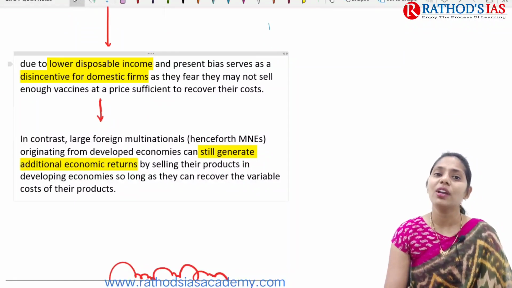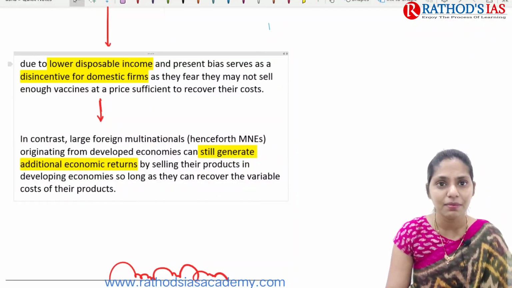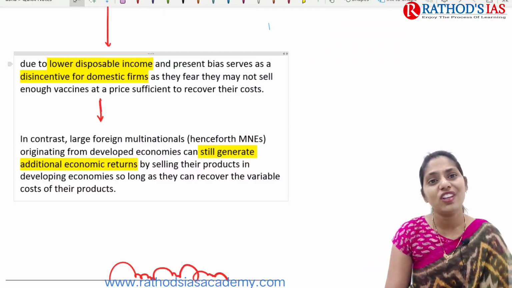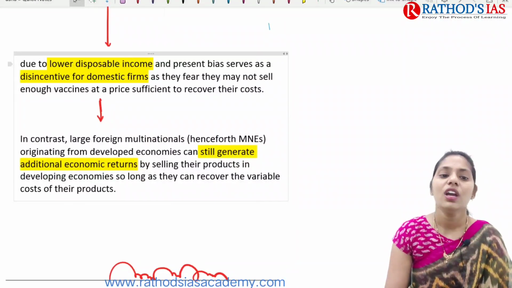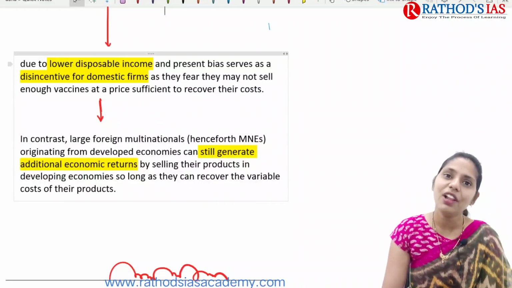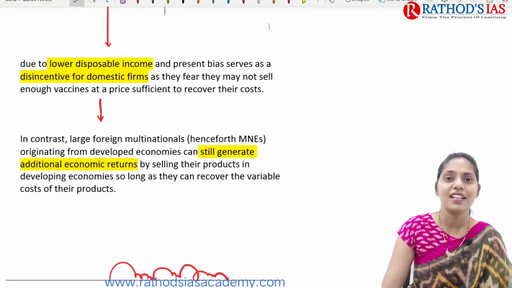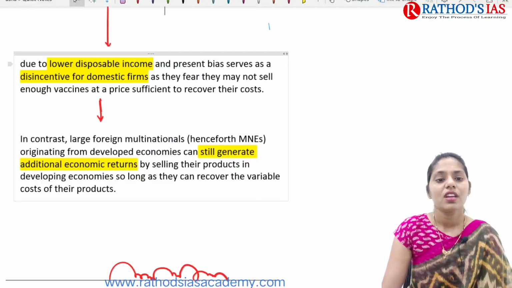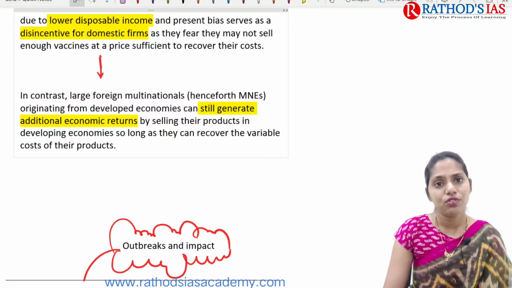Especially if we are talking about lower disposable income countries, they mainly face some bias, because they do not have proper technology and proper setups. They will mainly depend on the developed countries for their imports. And the next one is large foreign multinational enterprises, that is MNEs. They originate from the developed economies and they can still generate additional economic returns by selling their products.